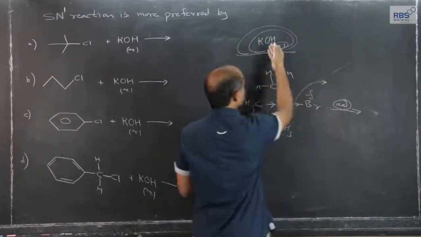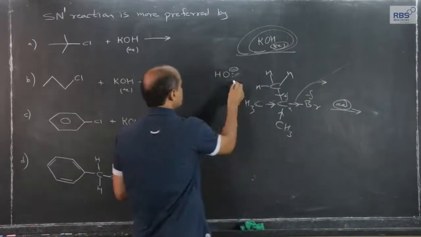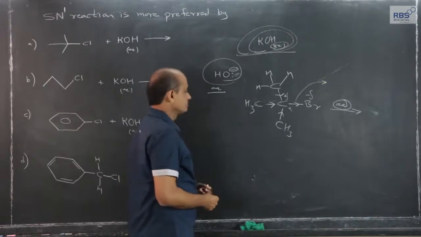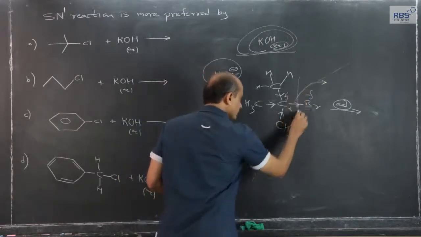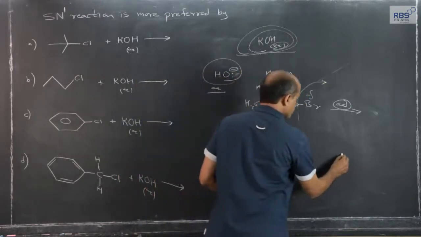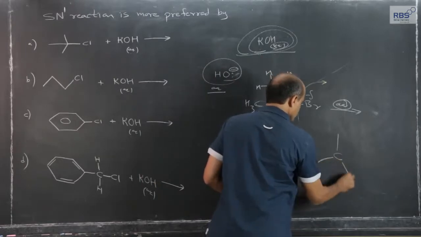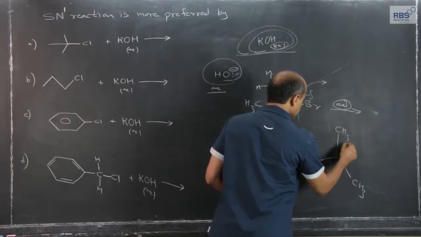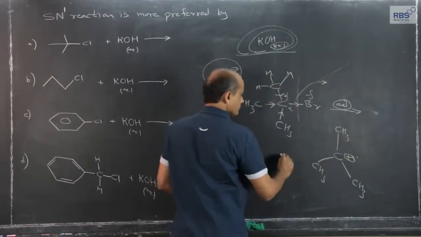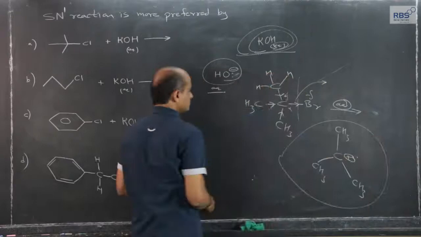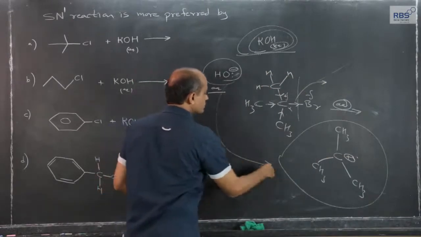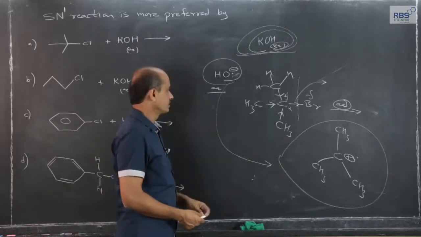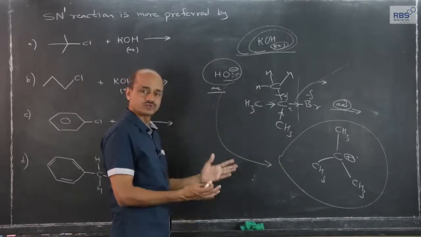water, aqueous solution of KOH, we have used free OH minus ions in aqueous solution. Heterolytic breaking of this carbon-bromine bond takes place, giving rise to this tertiary butyl carbonium ion. Now, tertiary butyl carbonium ion can be attacked by OH minus ions because carbonium ion has a planar structure, and now OH minus ion can attack from both sides.